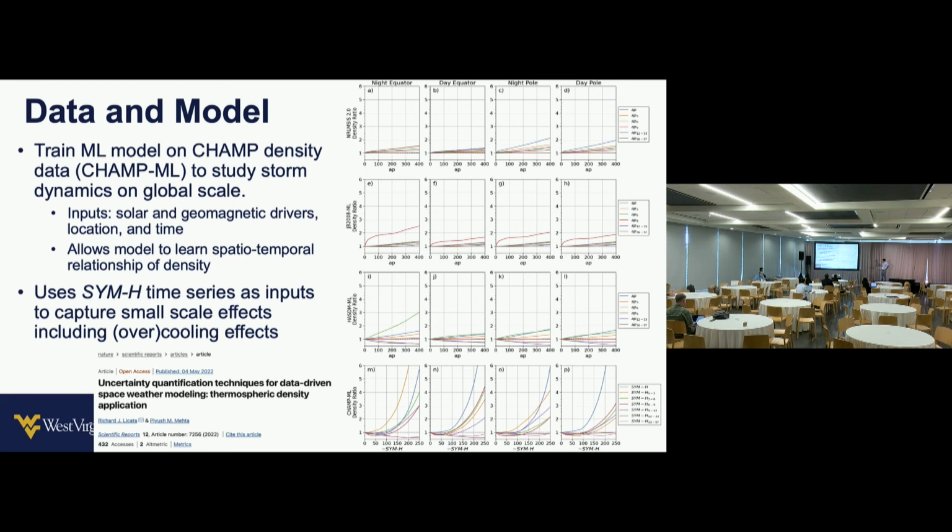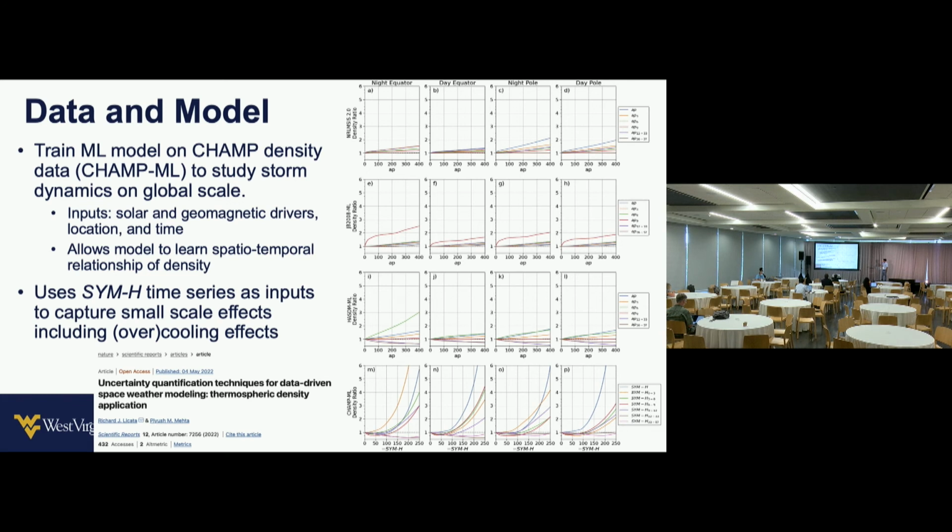And the plot on the right essentially shows 4 different models. The first column is night equator, the second column is day equator, the third column is night pole, and the fourth column is day pole. So basically 4 different spatial locations on the globe. The top row is the NRLMSIS model. The second row is the JB2008 model. Both of them are empirical models. The third row is the HASDM ML model that we developed in another one of our papers. And then the fourth is the CHAMP ML model, which is developed in this paper. And both HASDM ML and CHAMP ML models are described in this paper.